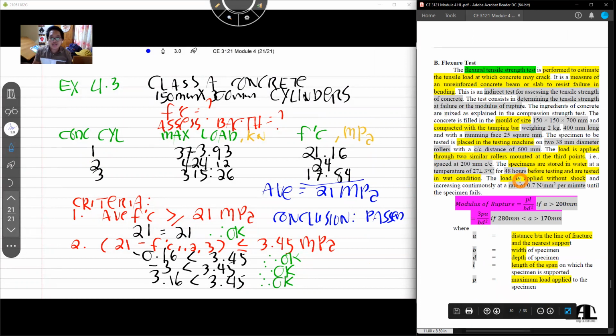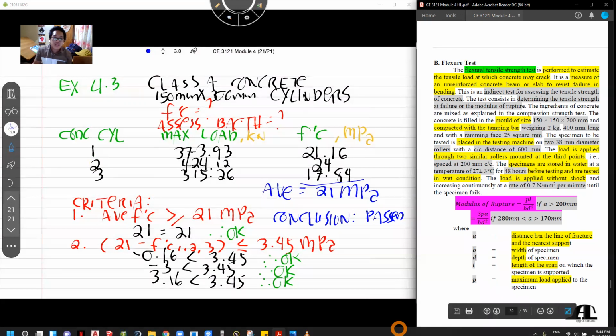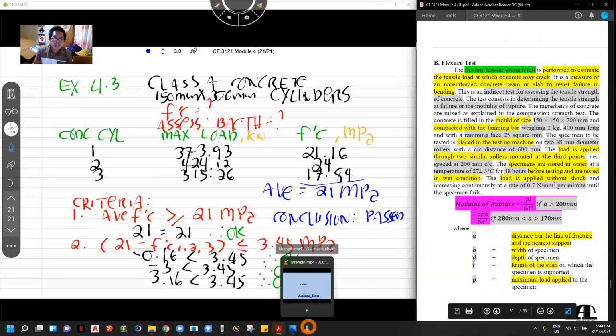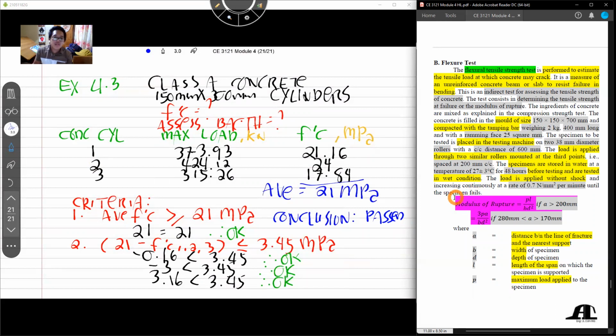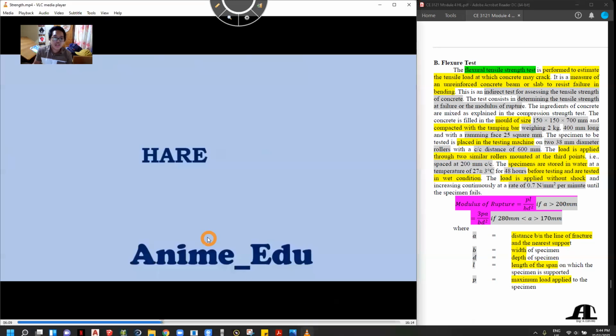So, tapusin na natin class. So ang second test natin class is in terms of flexure. Okay. So ang tawag natin doon sa flexure test class is yung flexure tensile strength test. Okay. So technically class, para mas mabilis na. And so meron tayong formula na para measure natin class is yung flexural strength or yung modulus of rupture is equal to ito. Nakadepende lang siya class kung ano yung distance between yung line of rupture at yung nearest support. Okay. For clearer class, ito.